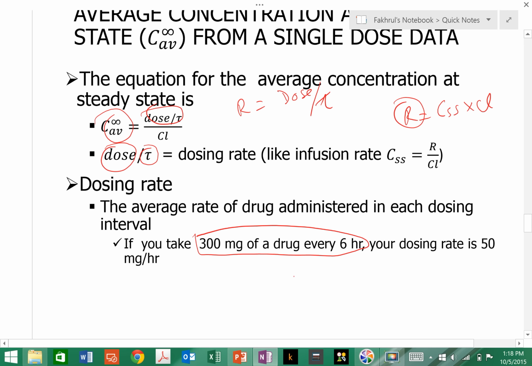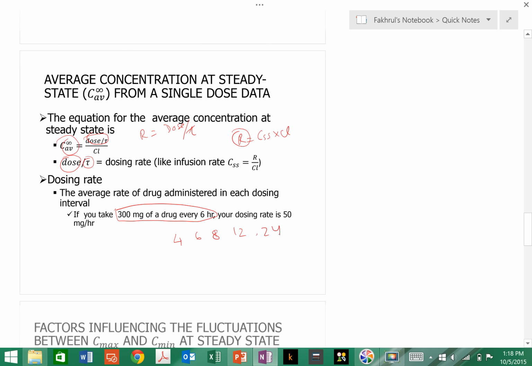Dosing interval is only time. Dosing interval is like 4 hour, 6 hour, 8 hour, 12 hour, 24 hour. These are called dosing intervals, but dosing rate is mass per hour. In this case, 50 milligram per hour. So you have to remember this.